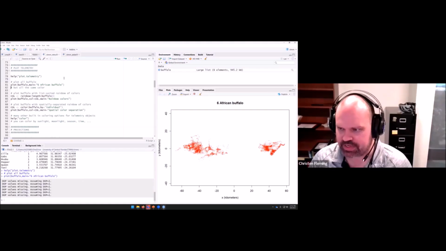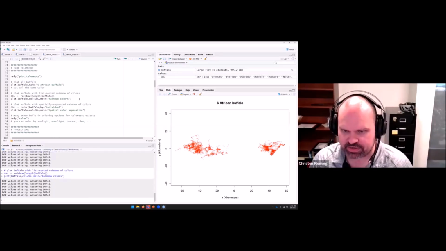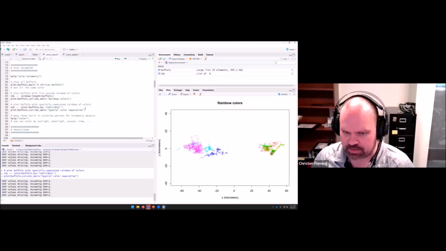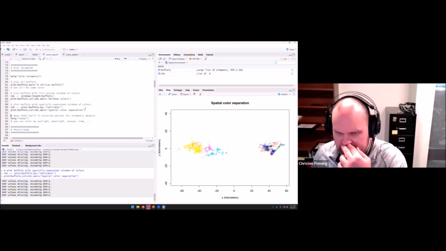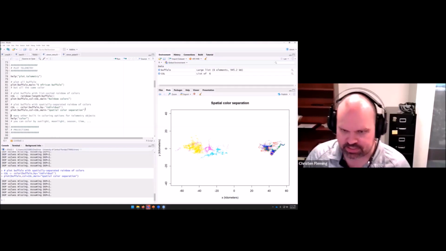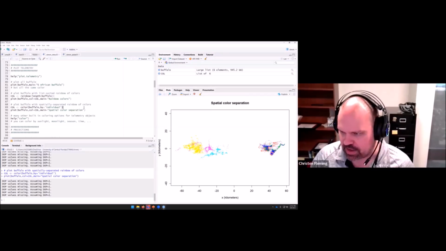So we have some plotting options here. Here's just plotting the 6 buffalo. You could color them differently. Here I'm coloring them according to the rainbow. And here I'm using a special function that will also color them by the rainbow, but so that buffaloes that are closer together spatially have more distinct colors. So this is a special function that you can put different color functions into. This is very useful.